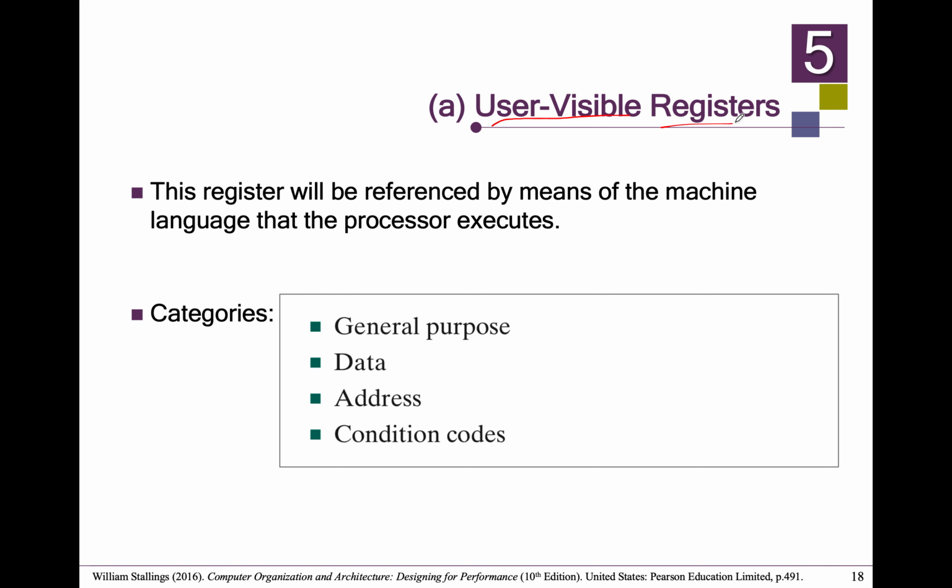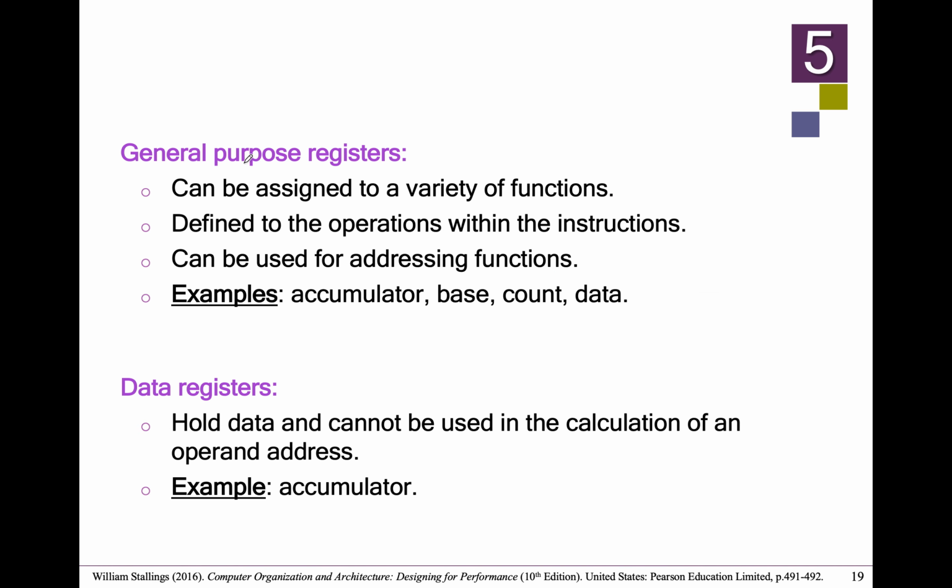For user visible registers, there are four main categories: general purpose, data, address, and lastly your condition codes. The registers will be referenced by means of the machine language that the processor executes. What is the general purpose, what is the data, what is the address, what are the condition codes. The general purpose register can be assigned to a variety of functions defined by the operations within the instructions, and can be used for addressing functions. Examples: accumulator, base, count, and also data.